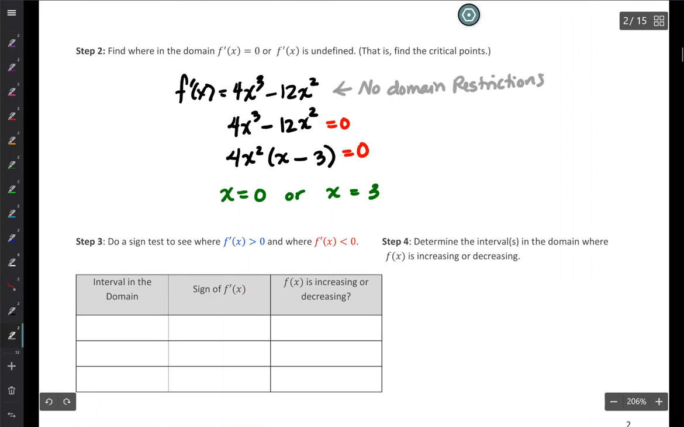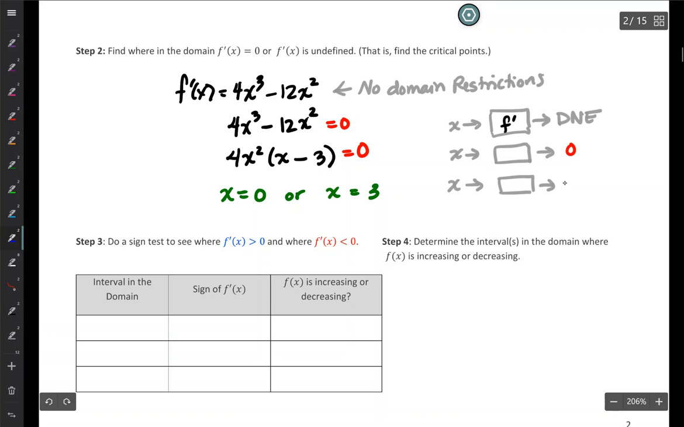What's happening here, right? When you put a number into a function, and in this case it's f prime, but any function for that matter, there's only 4 options. Either you get DNE, right? There's a domain restriction, or you would get 0, or you'd get out a number, and the number has only 2 choices. Either that number is positive or that number is negative.